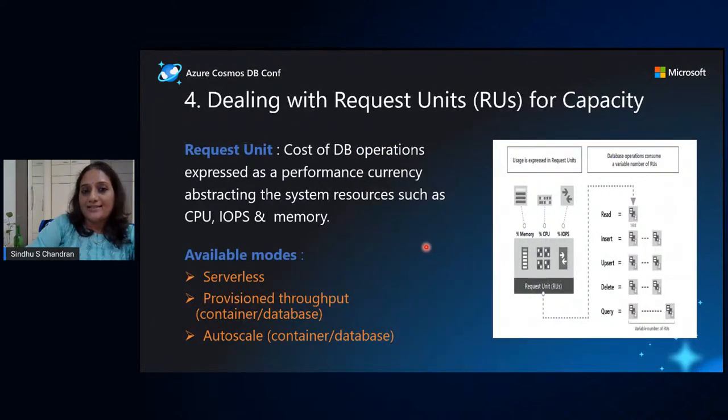The next important lesson is about dealing with request units or RUs for capacity. A request unit is defined similarly across all APIs supported by Cosmos. It is the cost of the database operations expressed as a performance currency. It abstracts the usage of CPU, IOPS, and memory. And you have to be aware that there are different modes of setting this up which are available.